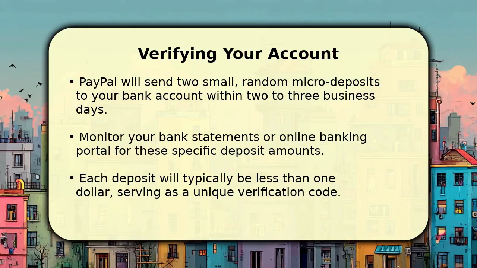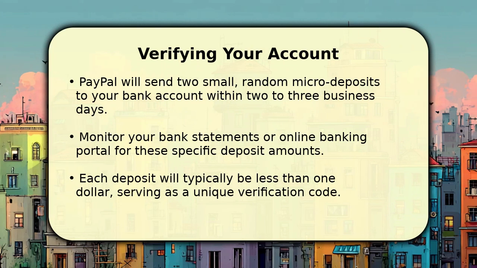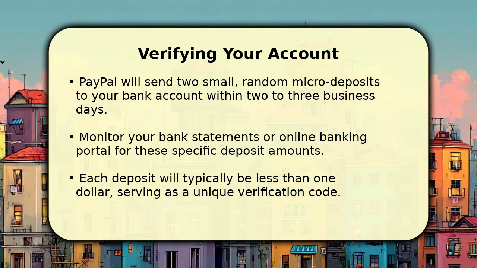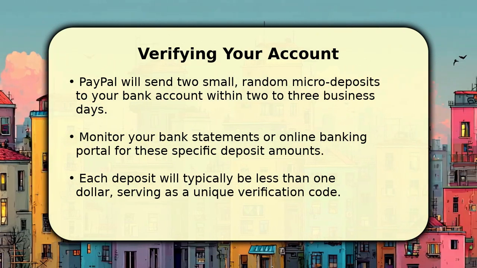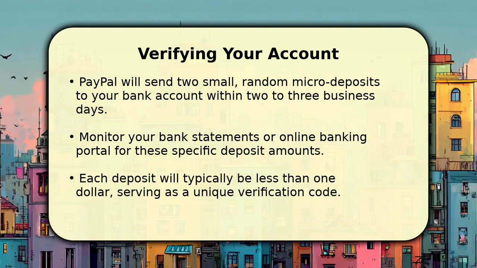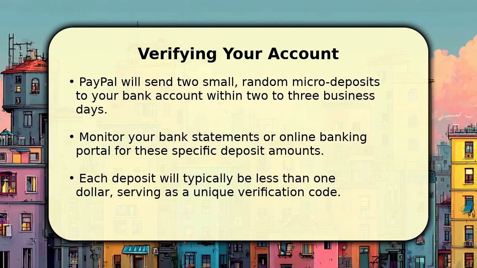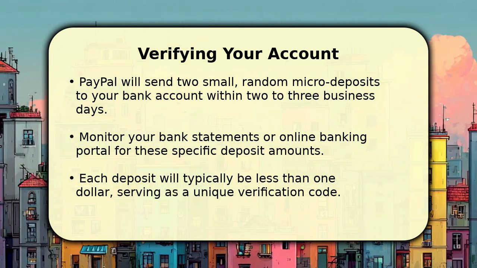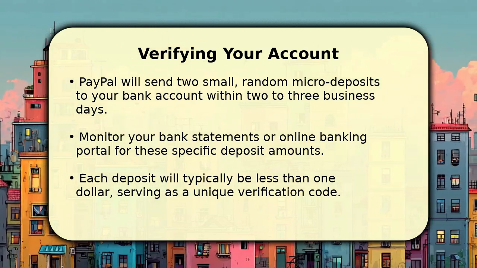To verify your ownership, PayPal will send 2 small, random microdeposits to your bank account. These typically arrive within 2 to 3 business days, so keep an eye on your bank statements or online banking portal. Each deposit will be a unique amount, usually less than $1, and they are crucial for the next step.